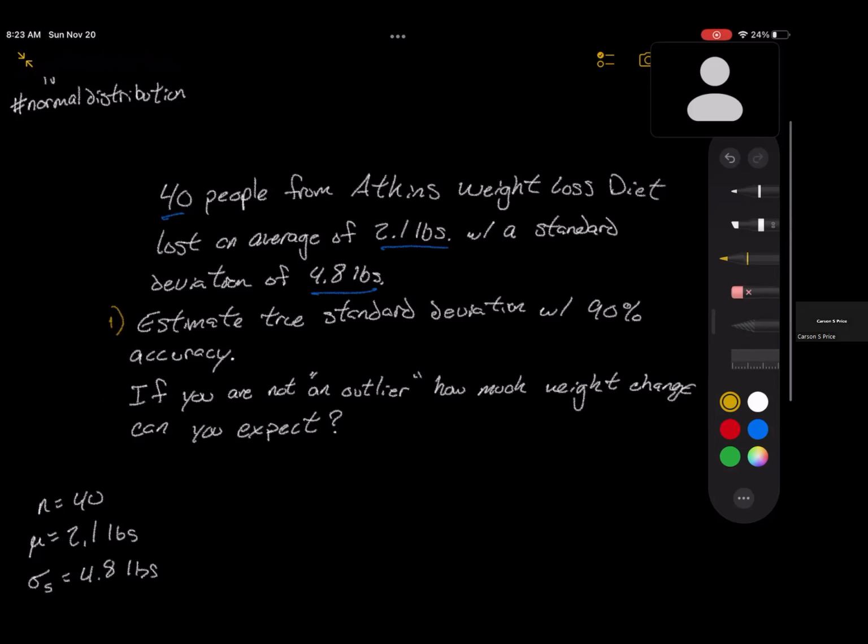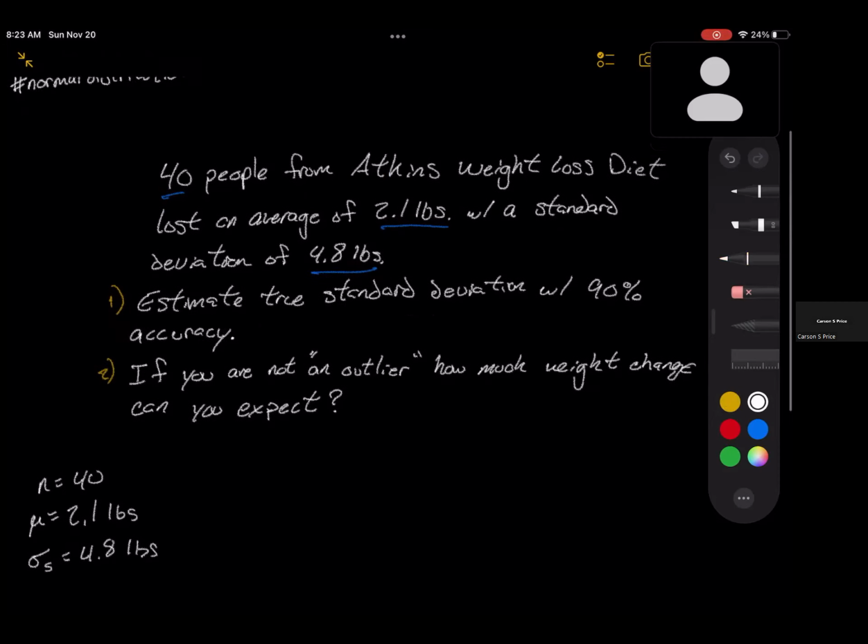And then two, I want to use that interval to see if I can predict how much weight loss I can expect if I were to do this program. Assuming that we aren't too far away from the average, what kind of results can we expect? So let's jump into it.